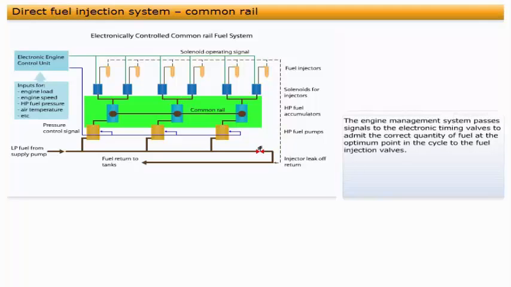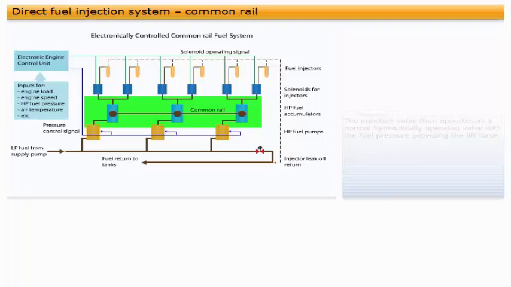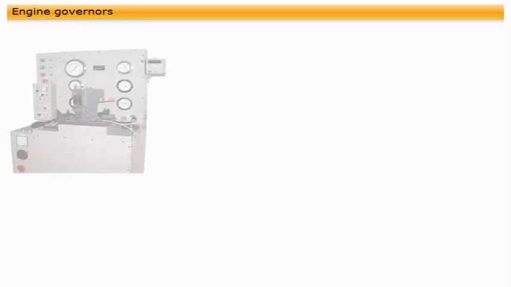The common rail fuel pressure is maintained at a constant high pressure, usually above 1000 bar. The engine management system passes signals to the electronic timing valves to admit the correct quantity of fuel at the optimum point in the cycle to the fuel injection valves. The injection valve then operates as a normal hydraulically operated valve, with the fuel pressure providing the lift force. The engine management system can have various inputs in addition to engine load and speed. Many systems are set up to give optimum fuel efficiency with acceptable levels of exhaust emissions.